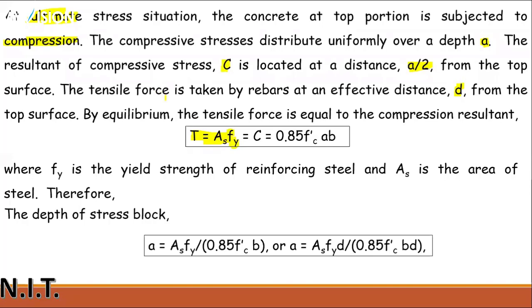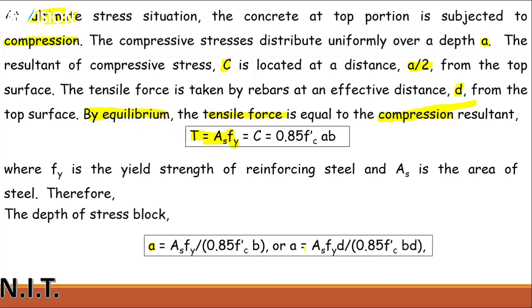Clear? So all these things are well known, and it is clear that by equilibrium condition, the tensile force is equal to the compression force. So T is equal to C, so As Fy is equal to 0.85 Fc prime a b. Just rearrange this equation for small a. This will be the new form of the equation.